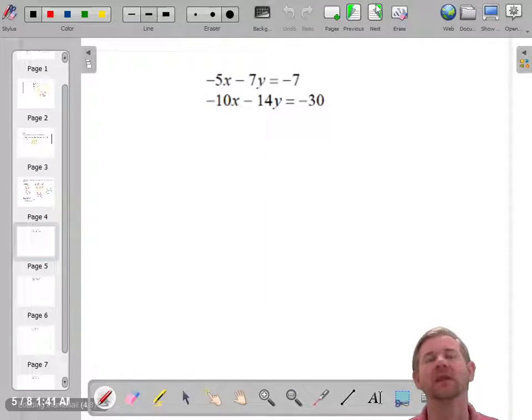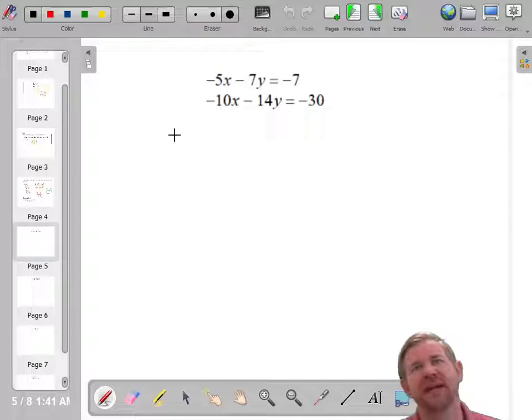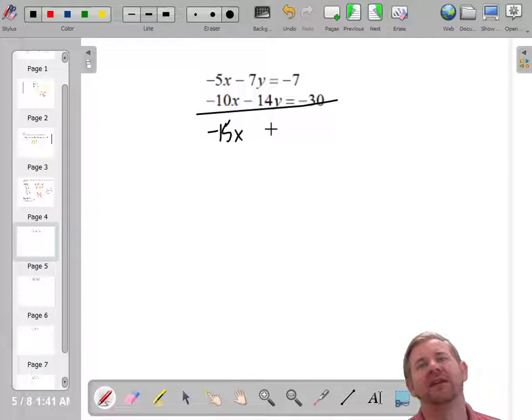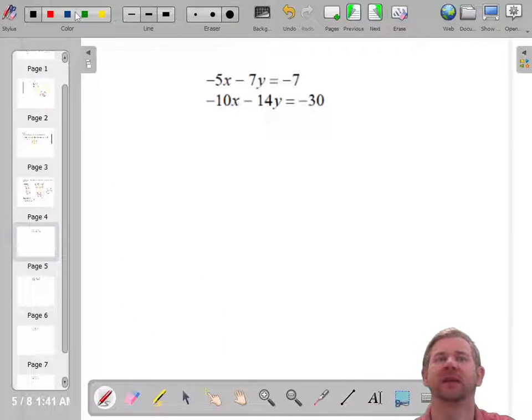Let's try another one. All right, this one is not set up, so we're going to have to mess around with this one. Because right now, you add them together, you get negative 15 and negative 21. Neither of them went away. Bummer. So, we'll look at it and say, this is negative 10. I really wish this was positive 10, because then it would cancel out. So how can we get that to happen?